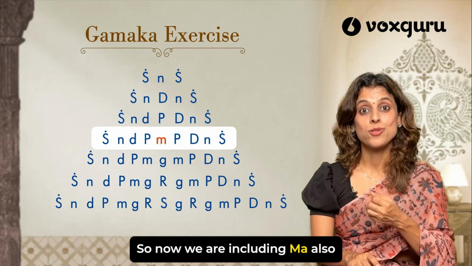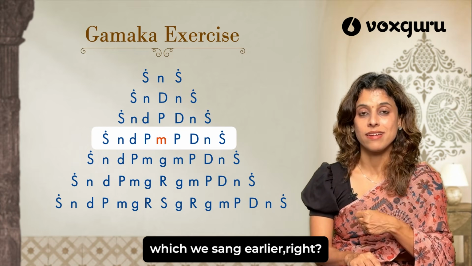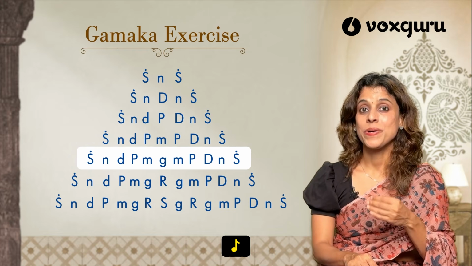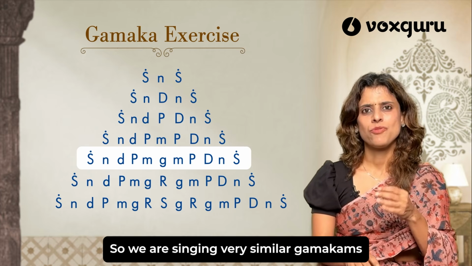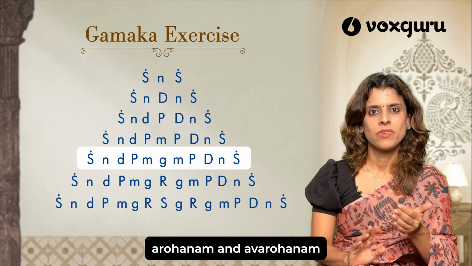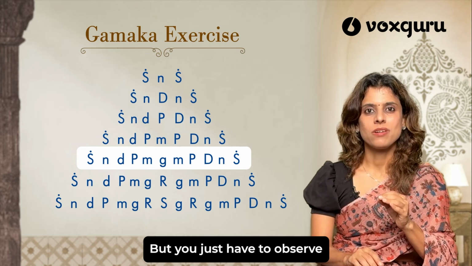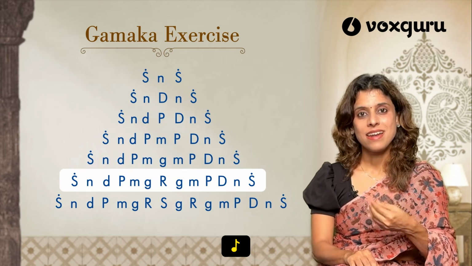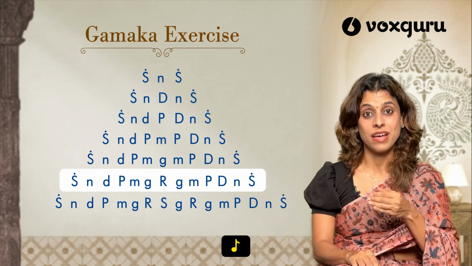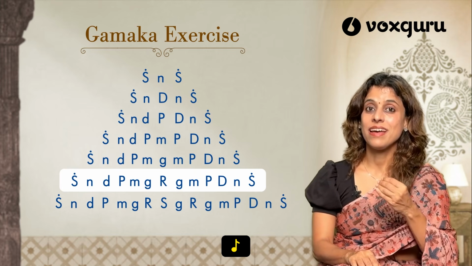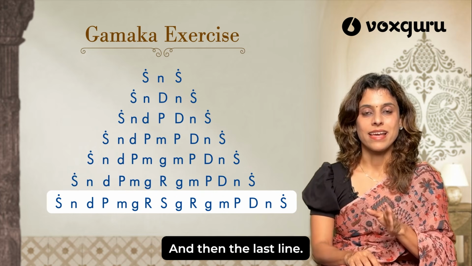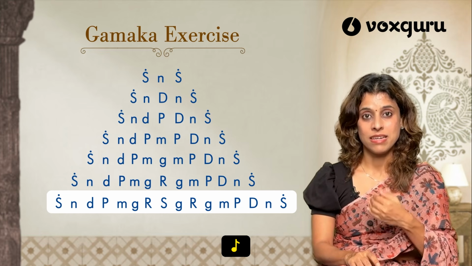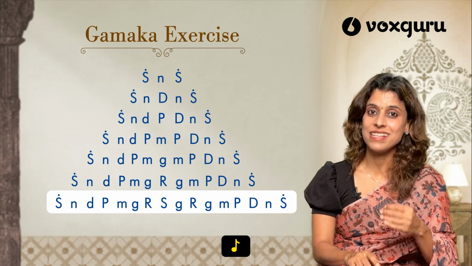So now we are including Ma also and we get that deep oscillation which we sang earlier, right? Then the next line. Sa, Ni, Da, Pa, Ma, Ga, Ma, Pa, Da, Ni, Sa. So we are singing very similar Gamakams to what we learnt in the Arohanam and Avarohanam. But you just have to observe how each line behaves based on the final swara. And then the next line. Sa, Ni, Da, Pa, Ma, Ga, Ri, Ga, Ma, Pa, Da, Ni, Sa. And then the last line. Sa, Ni, Da, Pa, Ma, Ga, Ri, Sa, Ga, Ri, Ga, Ma, Pa, Da, Ni, Sa.